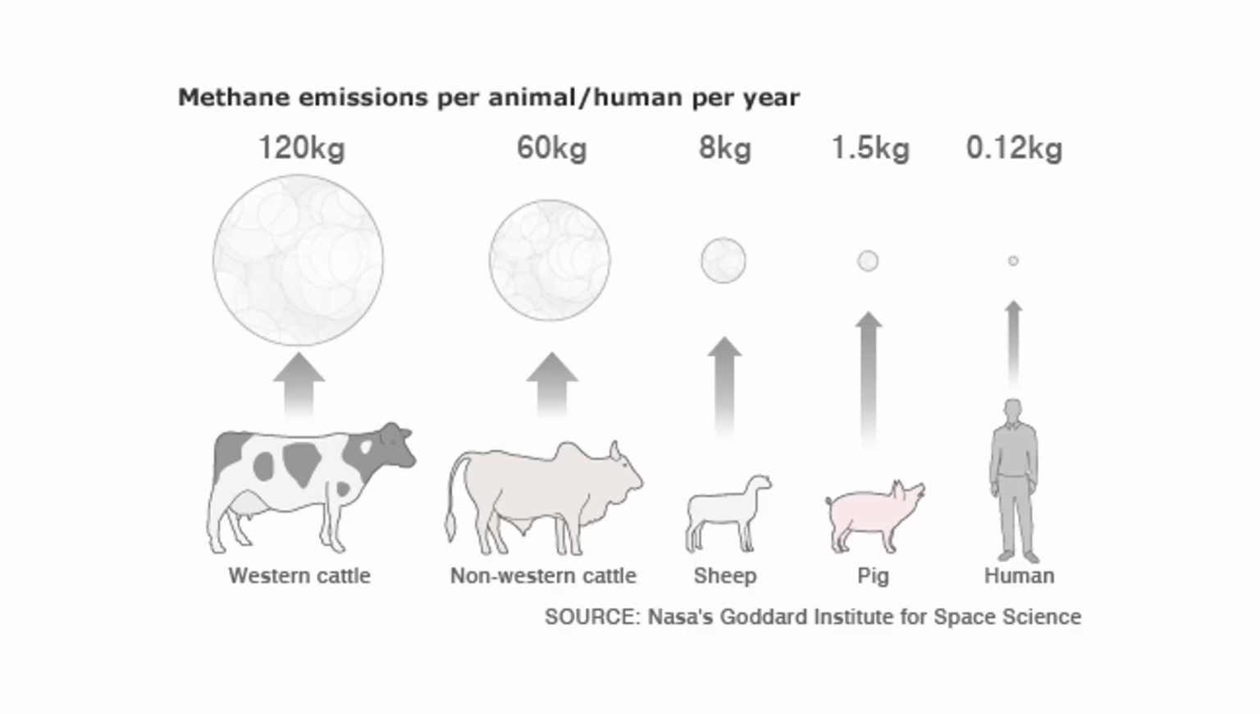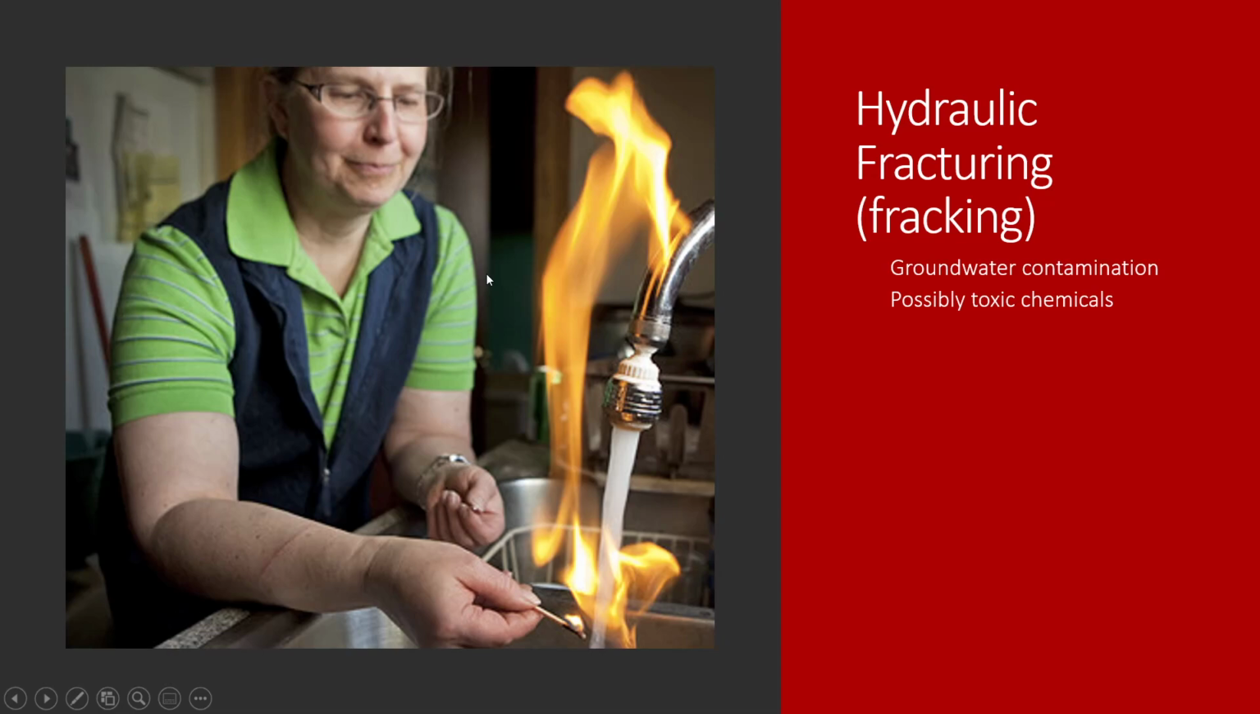It's a much, much worse greenhouse gas than carbon dioxide. Now this just shows you per human, because humans do produce natural gas, methane. Looking at humans, we produce per year 0.12 kilograms versus a Western cow produces 120 kilograms. So you can get an idea of methane that's produced from different animals.